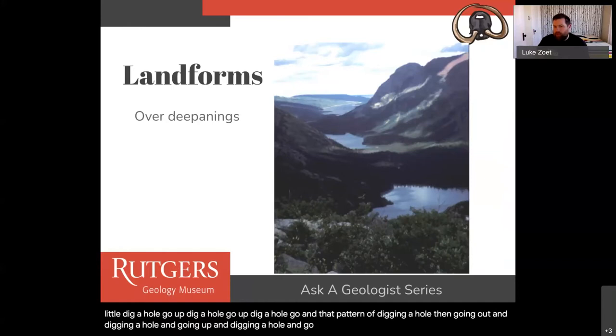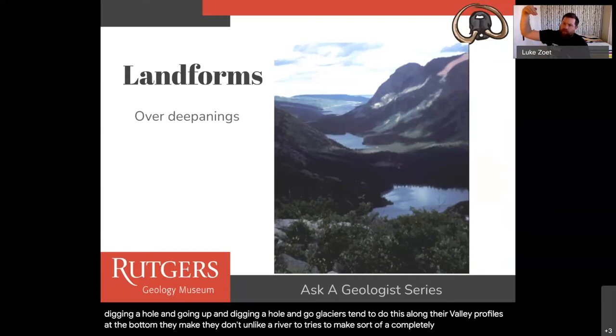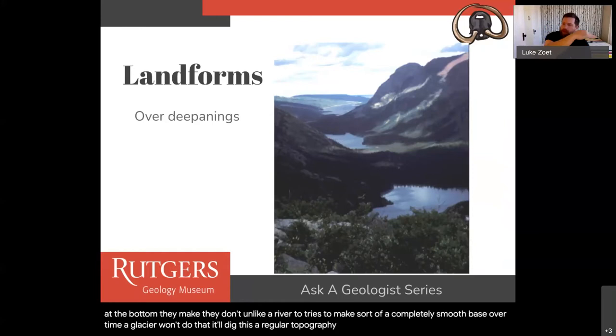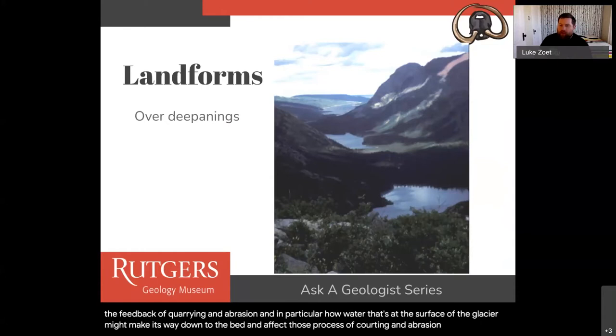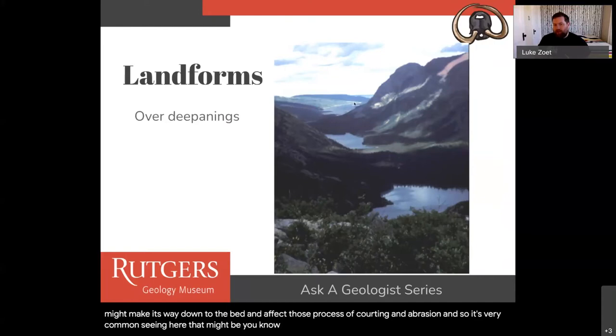And glaciers tend to do this along their valley profiles at the bottom. Unlike a river that tries to make sort of a completely smooth base over time, a glacier won't do that. It'll dig this irregular topography into the bed as it's moving down because of the feedback of quarrying and abrasion, and in particular how water that's at the surface of the glacier might make its way down to the bed and affect those processes of quarrying and abrasion. And so it's very common to see these giant U-shaped valleys like you're seeing here that might be, you know, 10, 20 miles long with all these series of lakes in them as you move down because of the process of quarrying, and that's called an overdeepened valley or an overdeepened feature.